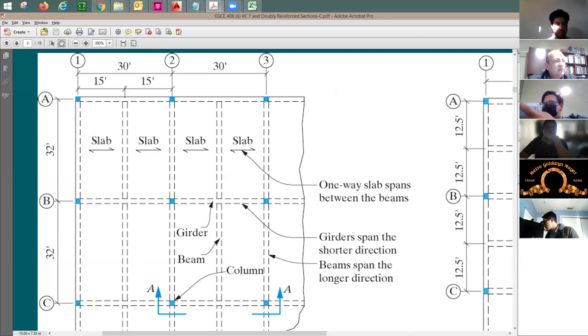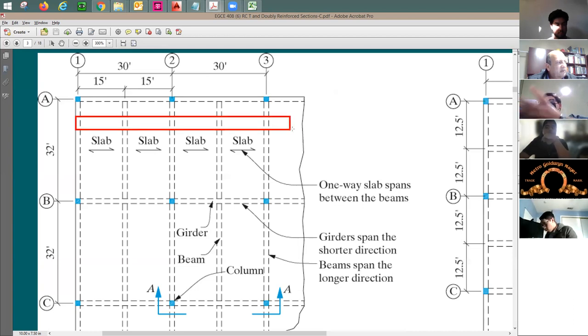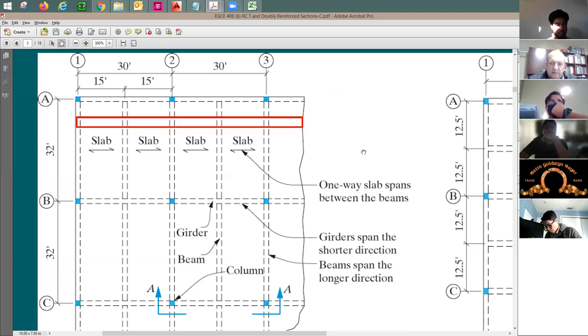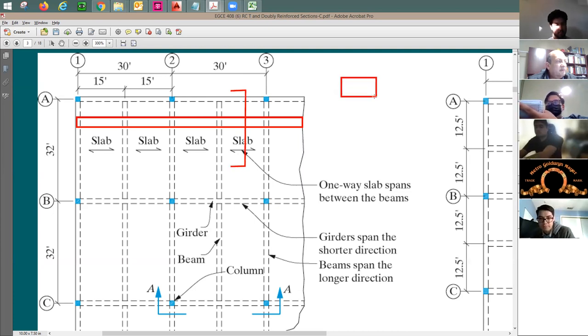So for the concrete slab that we were designing last time, we're just taking a strip of 1 foot here, right? So the width of the strip is going to be 1 foot. And when we cut the cross section through it, the section is going to look like a rectangular section. The width is 12 inches and the depth, or the total thickness, is going to be the same as the slab thickness.